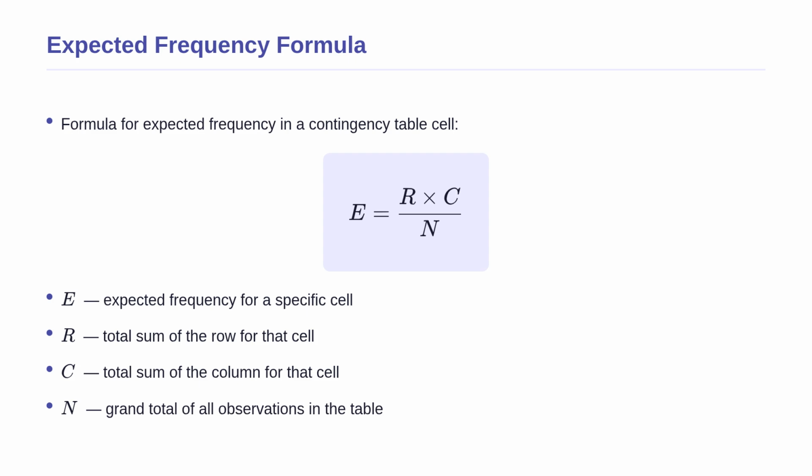E is the expected frequency we are trying to find. R stands for the total sum of the row that the cell is in. C stands for the total sum of the column. Finally, N is the grand total of all observations. If the row total or column total increases, the expected frequency increases. If the grand total increases, the expected frequency scales down proportionally.